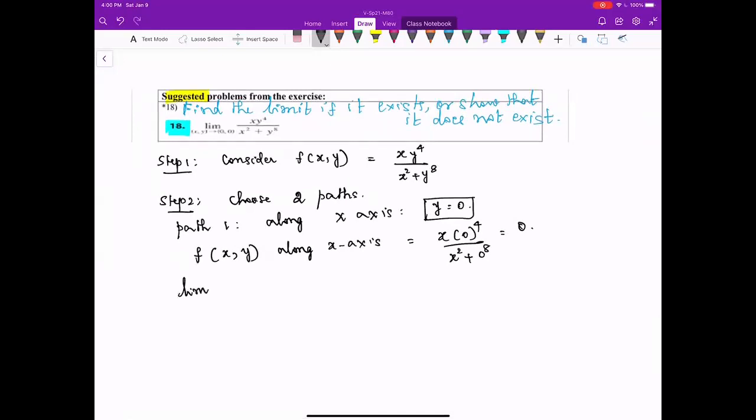So whenever xy approaches 0, 0 along the x-axis, the limit of f of xy equals 0.